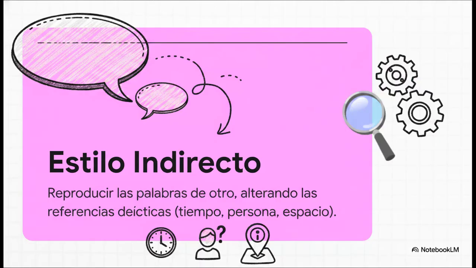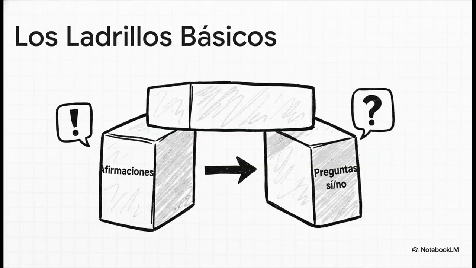So, here's the big idea. Indirect style is all about taking someone else's words and weaving them into your own sentence, your own story. You're not just copying and pasting, you're adapting what they said so it fits your narrative. And to do that, you really only need two basic building blocks to start. When you're reporting a statement, you'll use decir que, which is basically to say that. And if you're reporting a yes or no question, you'll use preguntar si, which means to ask if. That's it. These are your gateways into reported speech.